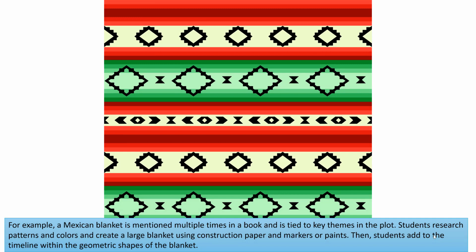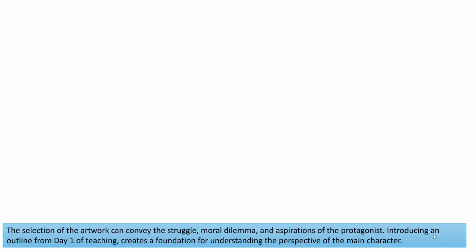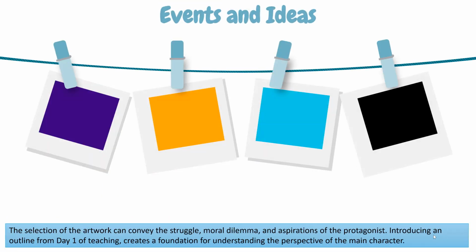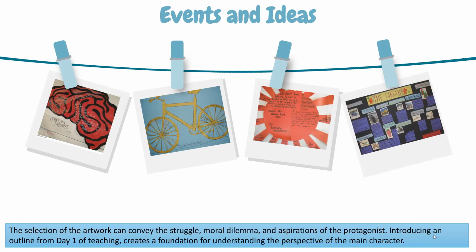For example, a Mexican blanket is mentioned multiple times in a book and is tied to key themes in the plot. Students research patterns and colors and create a large blanket using construction paper and markers or paints. Then, students add to the timeline within the geometric shapes of the blanket. The selection of the artwork can convey the struggle, moral dilemma, and aspirations of the protagonist. Introducing an outline from day 1 of teaching creates a foundation for understanding the perspective of the main character.